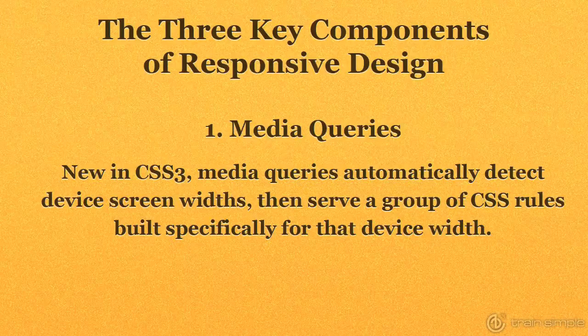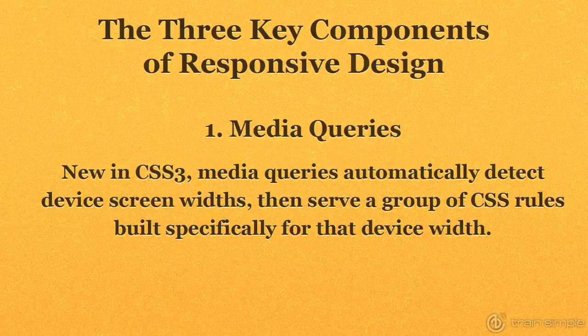And if you're not sure what they are, media queries are going to automatically detect device screen widths and then serve up a set of CSS rules built specifically for that device width. You might want to let that churn around a little bit in your head. So in other words, a media query is going to contain a set or a group of CSS rules specifically for a particular device width.